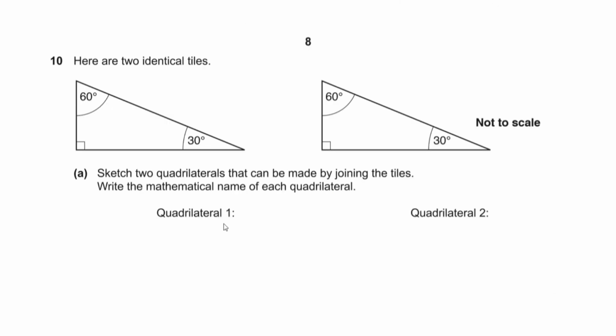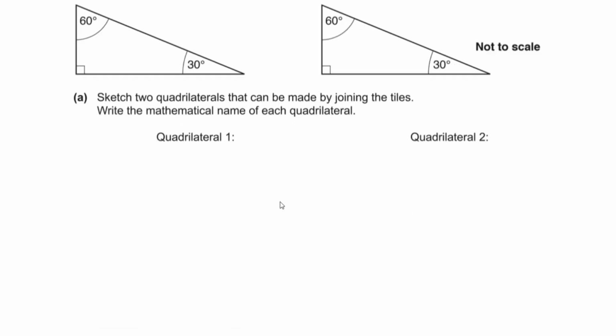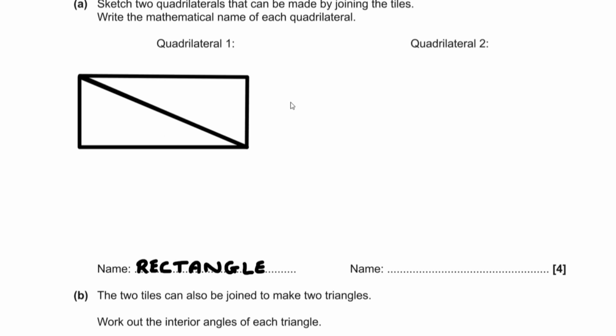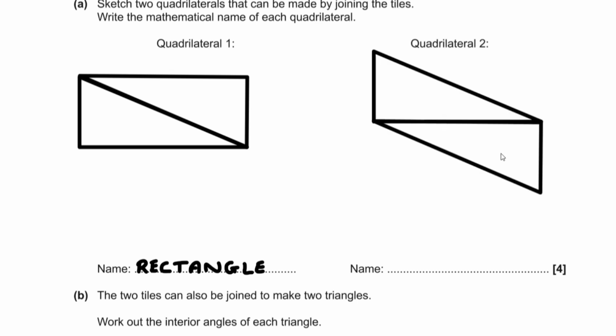Question number 10. Here are 2 identical tiles. Part A, sketch two quadrilaterals that can be made by joining the tiles. Write the mathematical name of each quadrilateral. Well, we've got this triangle, and if I add another triangle like this, what we end up with is a rectangle. Another thing we could do is take this triangle and add it to this triangle in this way, leaving us with a parallelogram.